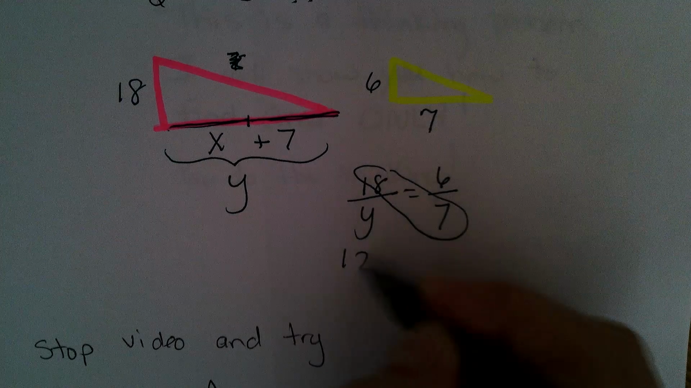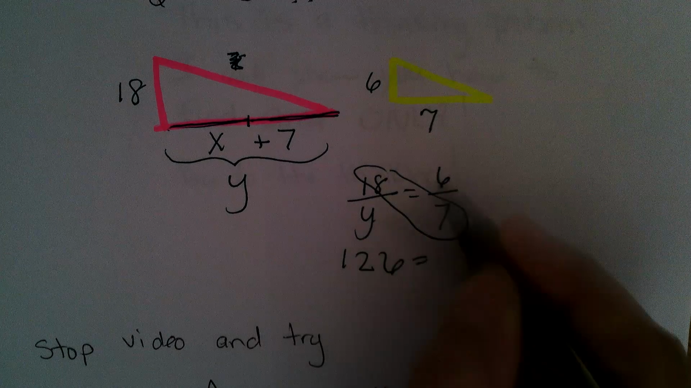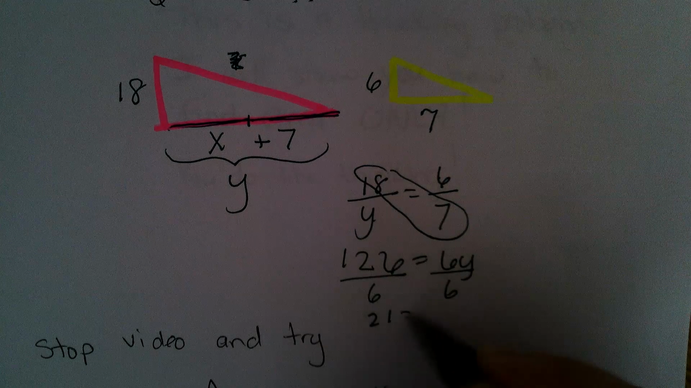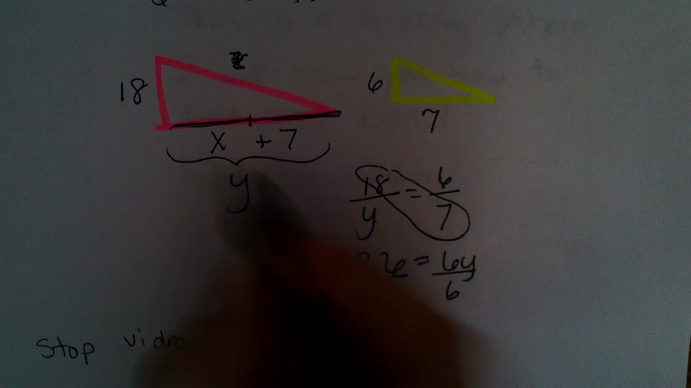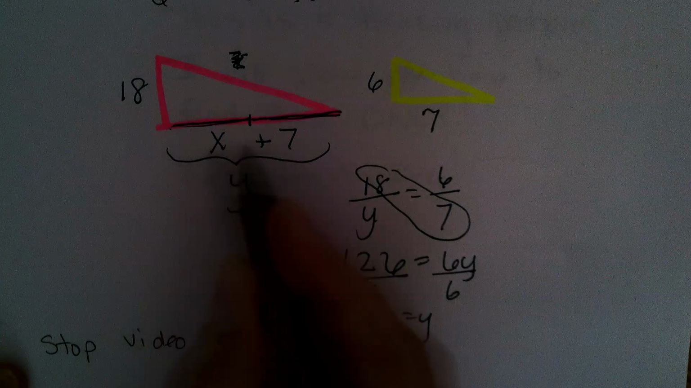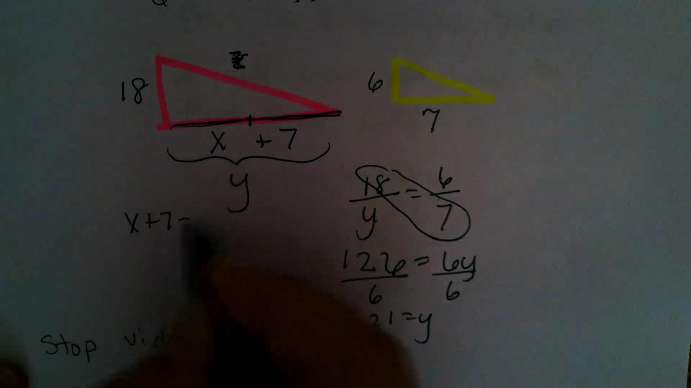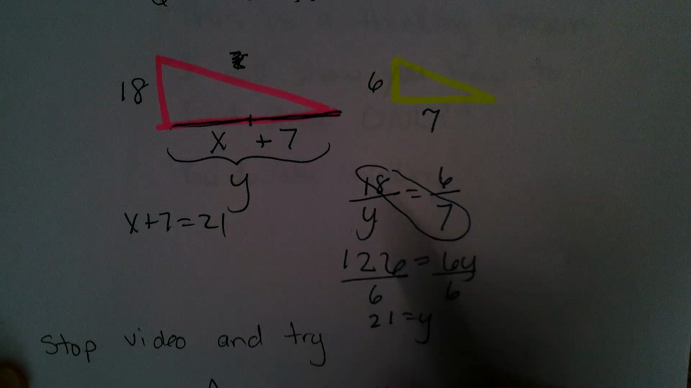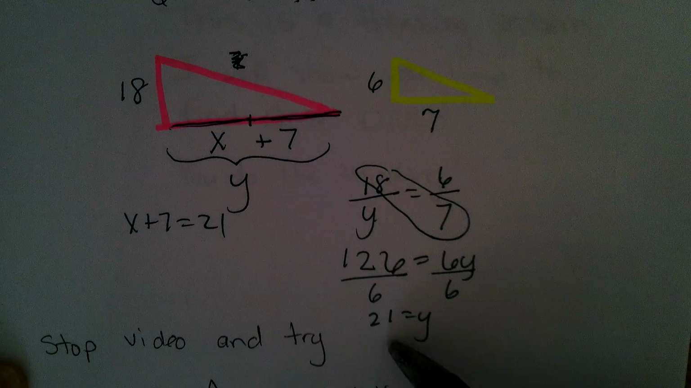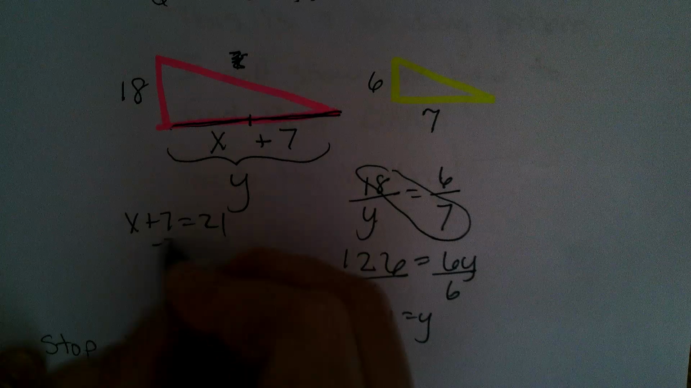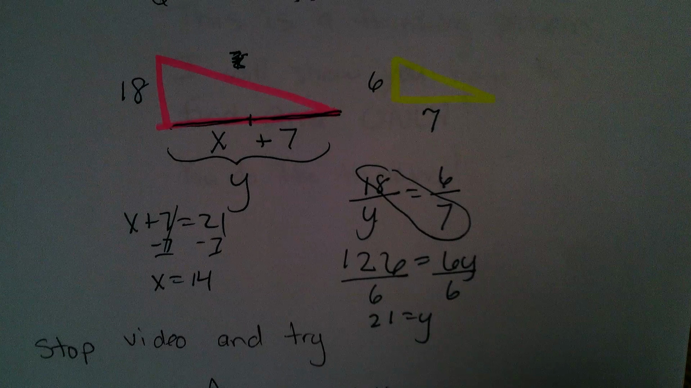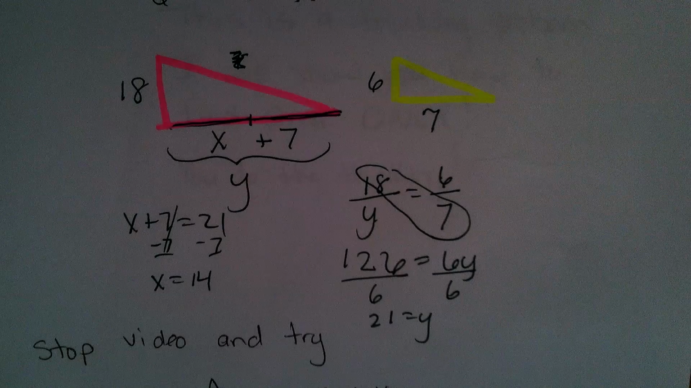18 times 7, I got 126. Y times 6 is 6y. I'm going to go ahead and divide both sides by 6. That should be 21 is equal to y. Now remember, that's the whole side. So now you can either use math or algebra and do x plus 7 equals 21 and solve it. Or you can just say, well, if this is 7, what does this have to be to equal 21? Either way works. This is a systematic way or the algebraic way that works. So x would be 14. So that means that this distance here is 14.